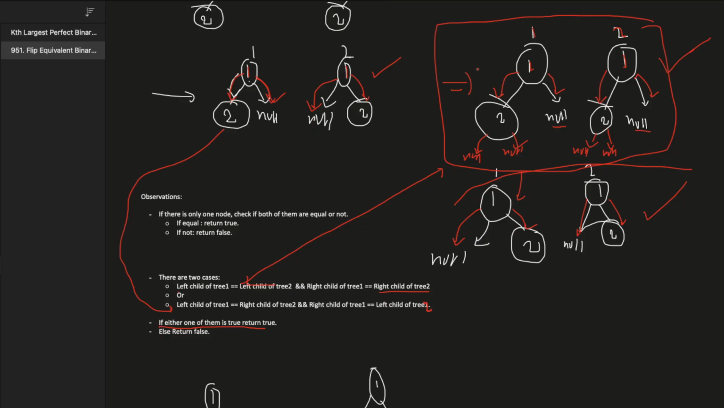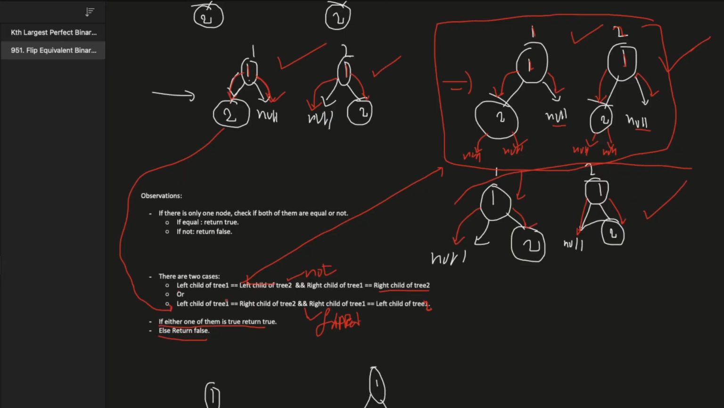Means either this can be the case or this can be the case, right? If it is flipped, then this is the case. If it is not flipped, then this is the case. We're checking for not flipped here, and we're checking for flipped here. In both the cases, if either one of them is true, then we'll return true. Else we'll return false, right?